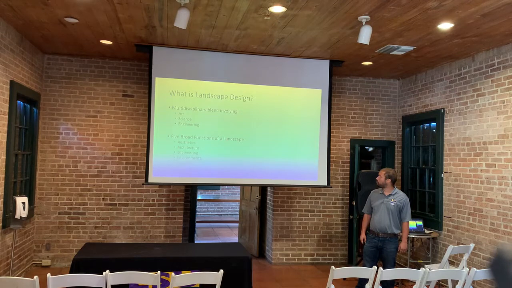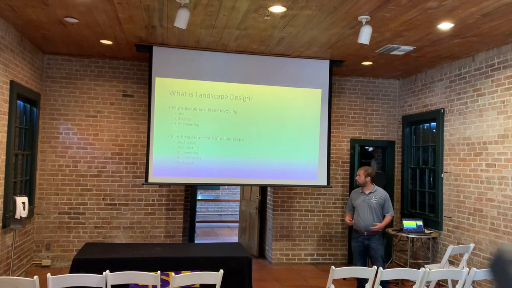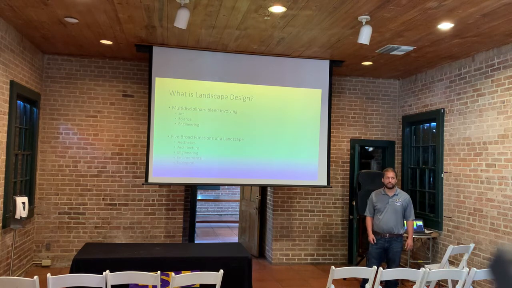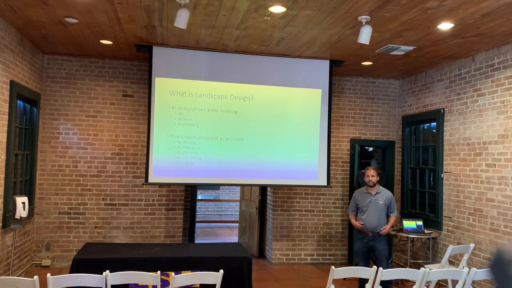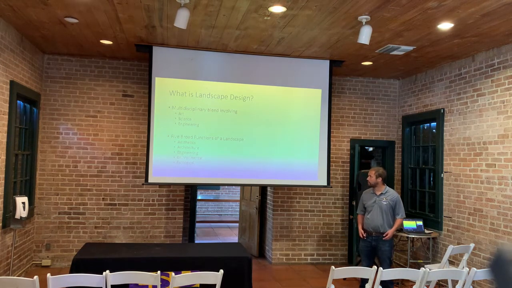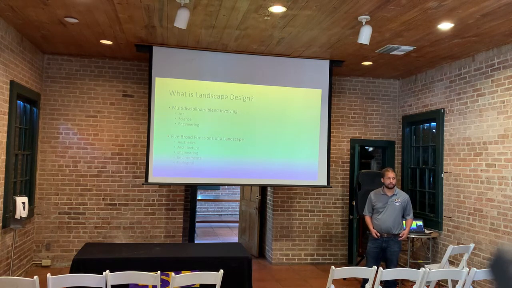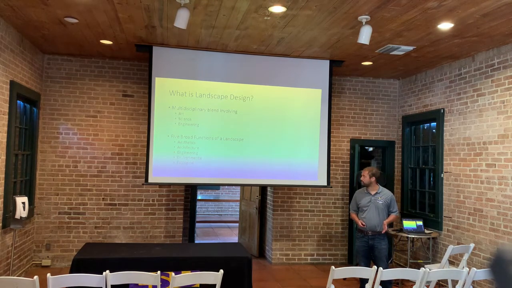Now, when you think about what is landscape design, it's a multidisciplinary blend that meshes art, science, and engineering, right? We've got the creative aspect, how we're melding different colors and textures together. We're talking about the science, where we're maintaining the water conditions, the pH, fertilizer. And we're talking about engineering, right? If we're putting a big hedge plant to separate yourself from a neighbor, you're putting a living wall. And that's what's fun about landscape design.